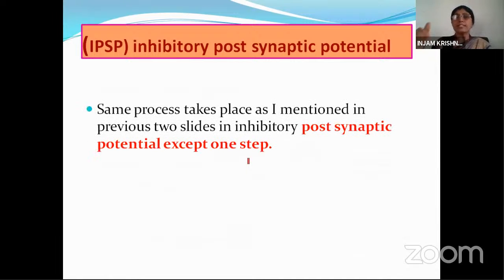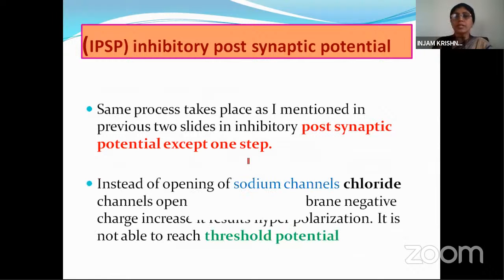The same process takes place as I mentioned in the previous two slides in inhibitory post-synaptic potential, except for one step. Everything is normal, but one step is not like that. See here, instead of opening of sodium channels, chloride channels open. So inside the membrane, negative charge increases. It results in hyperpolarization. It is not able to reach threshold potential. See here, previous.